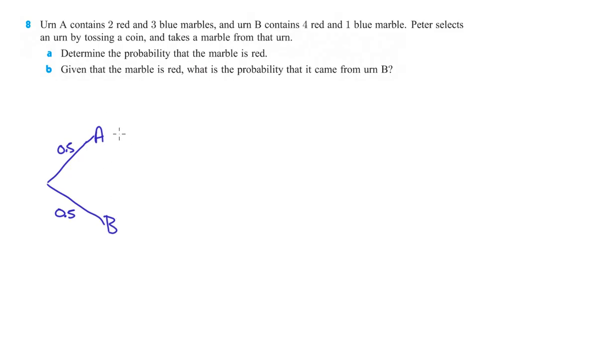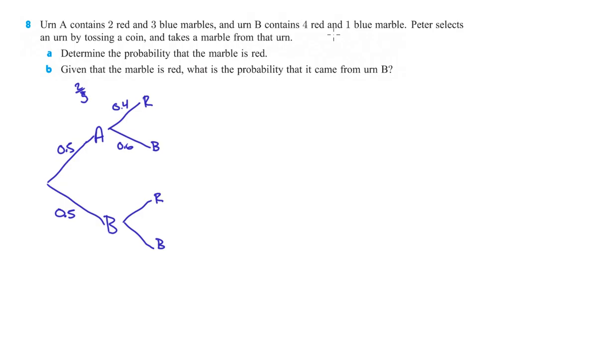Okay. Now once he's chosen urn A, he can either get a red marble or a blue marble out, right? So we can do red marble and blue marble. So red, there are 2 out of the total 5, and 2 out of 5 is 0.4 probability that it'll get red. That means the other 3 out of 5 are going to be blue. So that is 0.6. Remember, these numbers on each set of branches, they always have to add up to 1. Okay. And then this is going to be red and then blue.